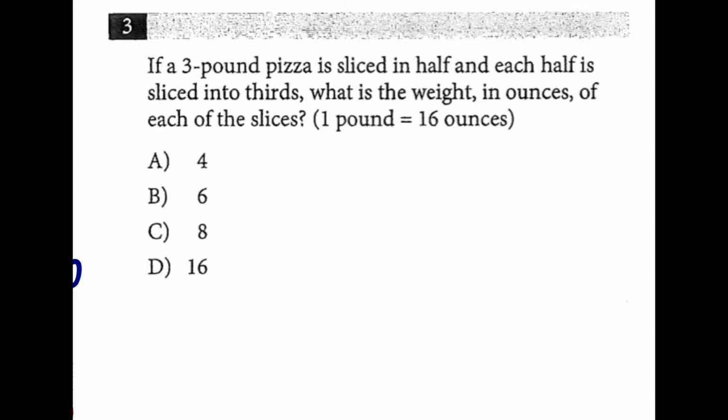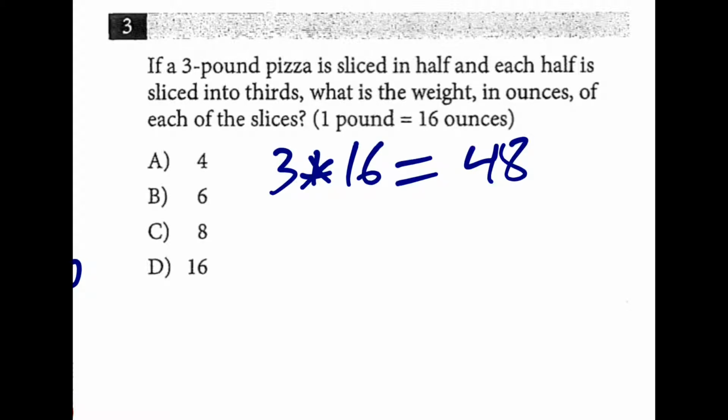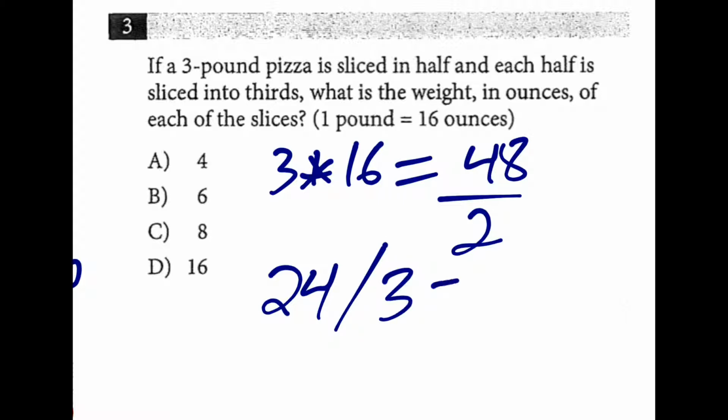So 3-pound pizza converted into ounces. You multiply by 16 to do so, and you get 48 ounces. We cut it in half, and each half weighs 24 ounces. We cut these halves into thirds, and we get 8 ounces per slice.